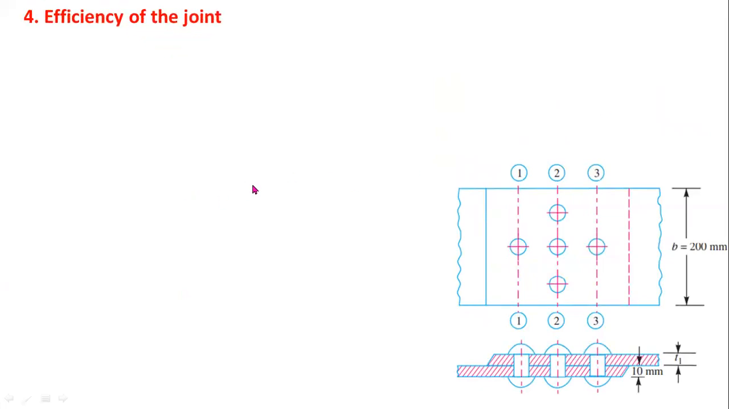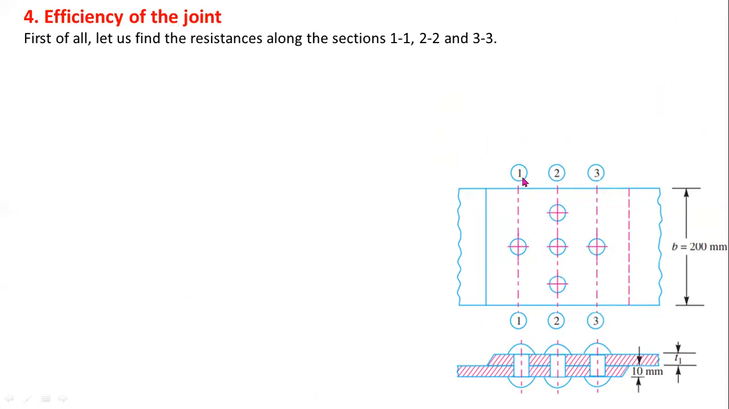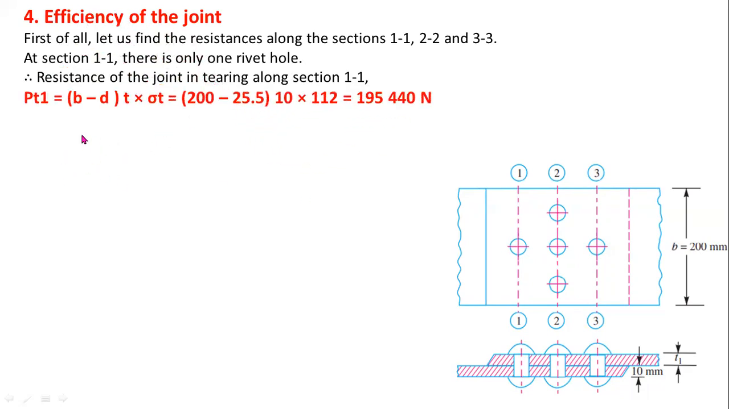In the next step, we have to determine the efficiency of the joint. At section 1.1, there is only one rivet, so you have to consider the tearing strength for a single rivet. We already know the formula for tearing strength, PT1 equal to (B minus D) into T into sigma T for a single rivet. So this is the value of tearing strength for a single rivet.